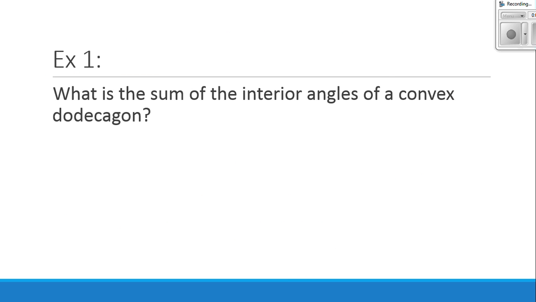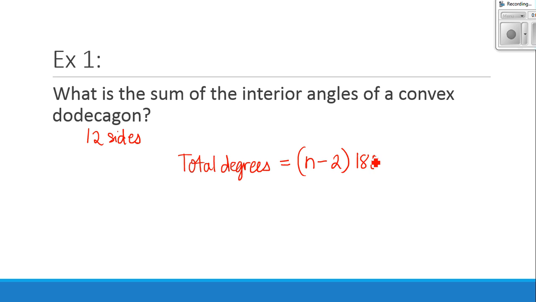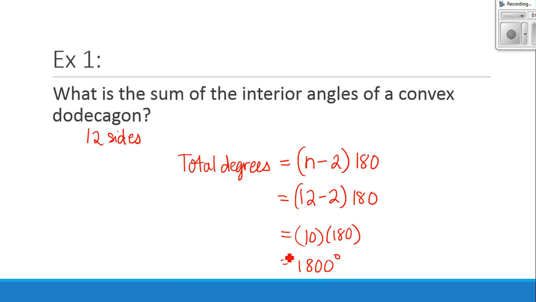So example number 1, what is the sum of the interior angles of a convex dodecagon? Well, a dodecagon is 12 sides. Okay, and if we use that formula, the formula says the total degrees inside is equal to n subtract 2 times 180. So the total degrees is equal to 12 minus 2 times 180. 12 minus 2 is 10, and 10 times 180 would be 1800 degrees. So inside a dodecagon, you would have a total of 1800 degrees.